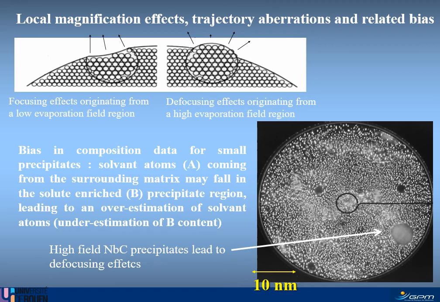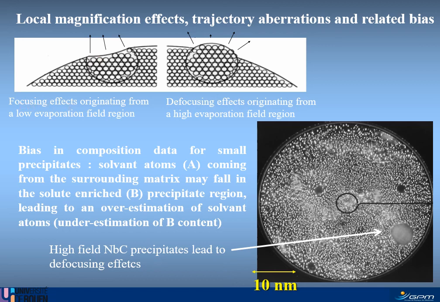So in pure metals, so in one-phase material, in fact, the spatial resolution is typically, let's say, 0.5 nanometers. But the situation in two-phase materials is much worse. In fact, let us consider that you've got a small precipitate. So this is a low evaporation field region, and this leads to focusing effects.